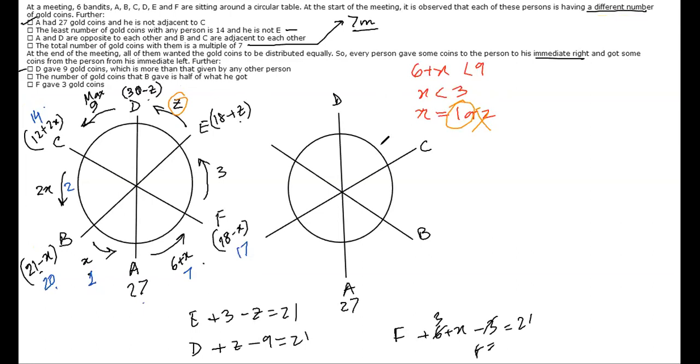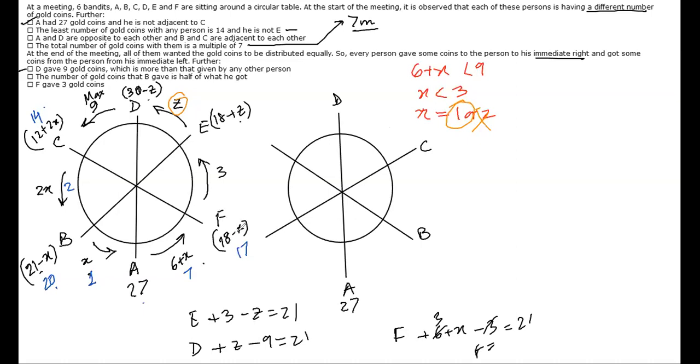We can say that Z would be anything less than 9: 1, 2, 3, 4, 5, 6, 7, 8, it could be anything. I don't know, so Z's value cannot be found. So it should be answer D, cannot be determined.